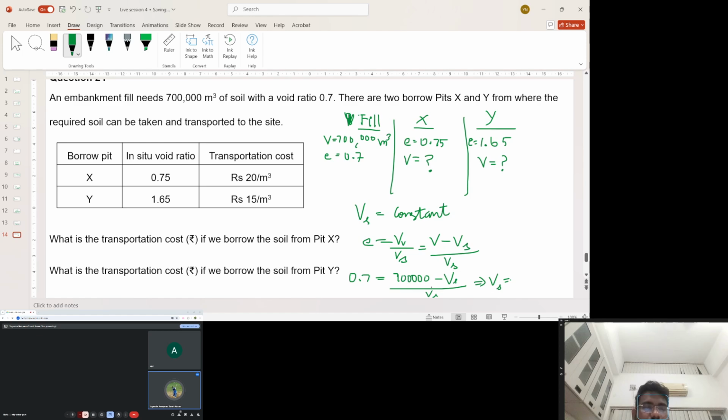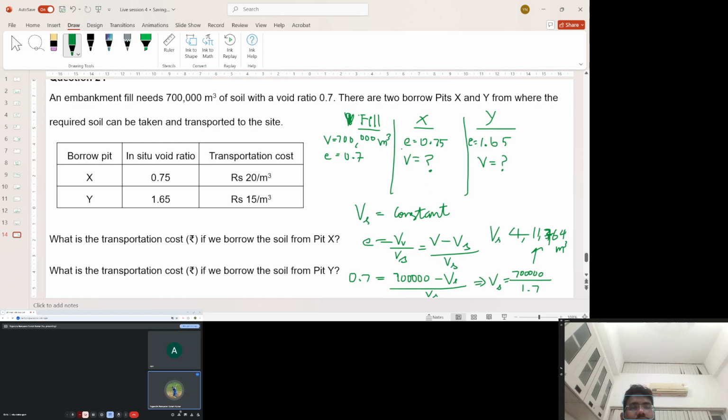So 700,000 divided by 1.7, which gives 411,764 meter cube. So this is the volume of solids.